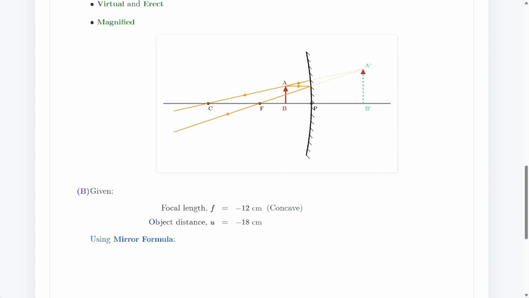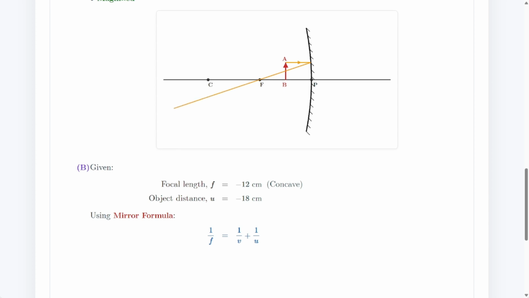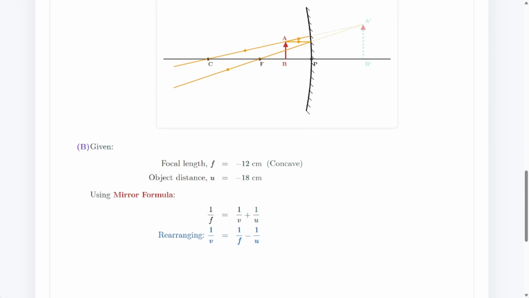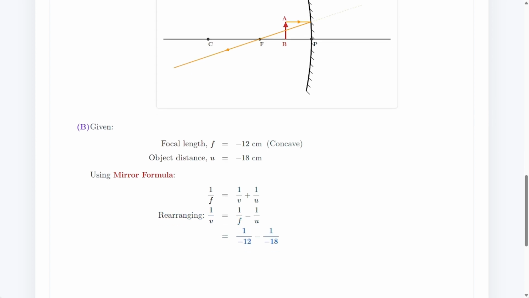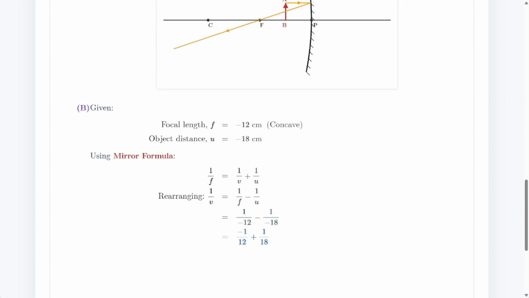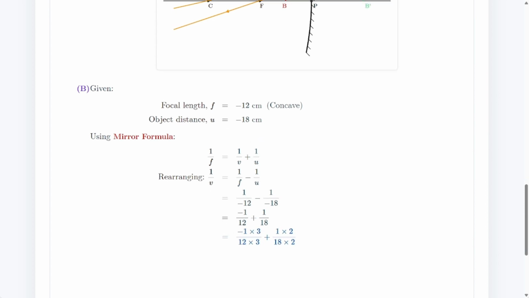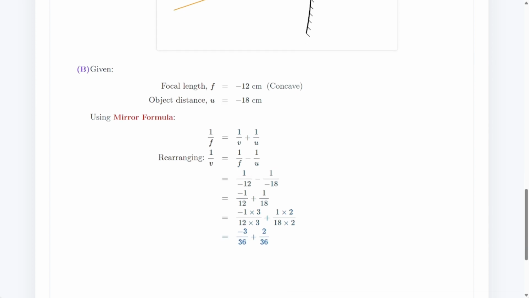Using mirror formula, 1 by f equals 1 by v plus 1 by u. Rearranging for v, 1 by v equals 1 by f minus 1 by u. Substituting the values, 1 by minus 12 minus 1 by minus 18. Simplifying the signs, minus 1 by 12 plus 1 by 18. To get the LCM 36, multiply the numerator and denominator of the first term by 3 and the second term by 2. This gives minus 3 by 36 plus 2 by 36.